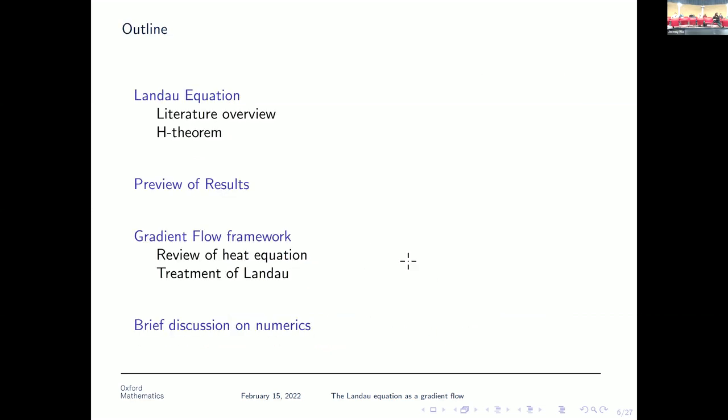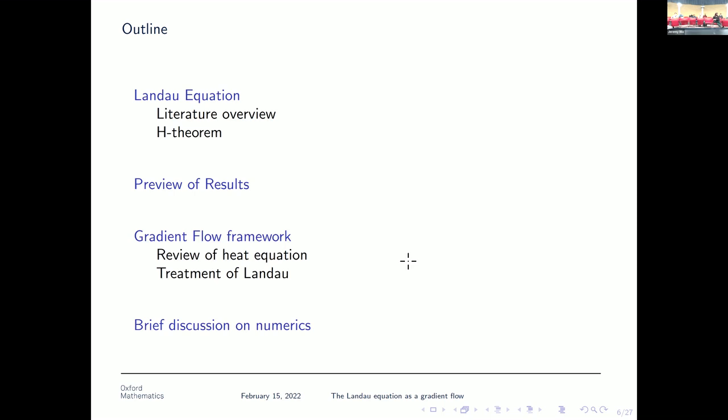Okay, and then yeah, so that was sort of pictures of particles and how they interact and the grazing collision limit. And just to go over the structure of my talk, in the next few slides, I'll talk a little bit about what's been done in the literature, as well as this so-called H theorem, which forms the basis of the gradient flow perspective that I want to share with you all.